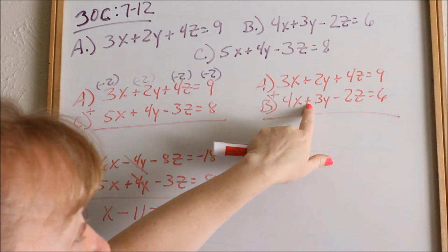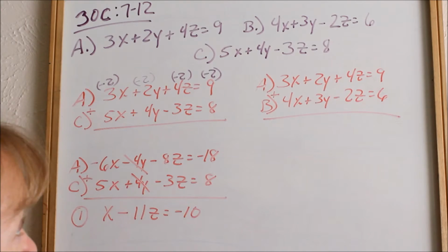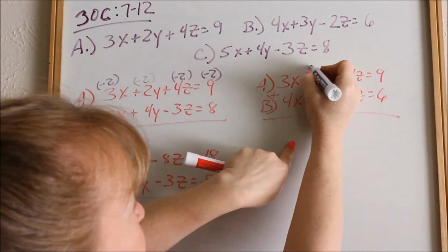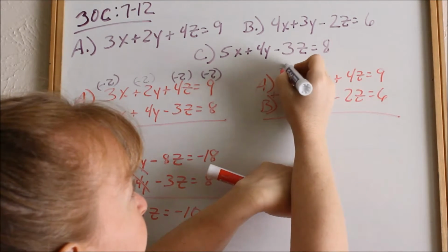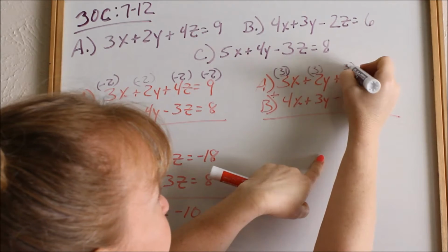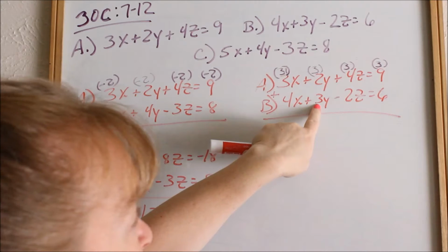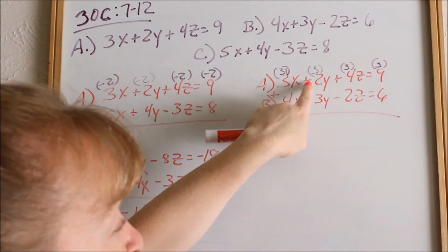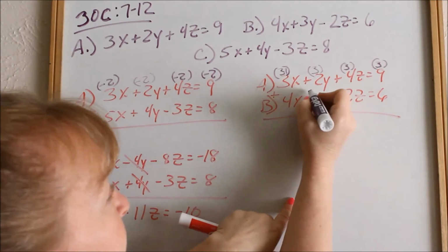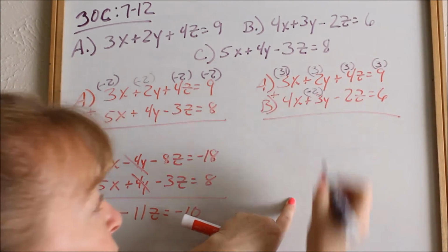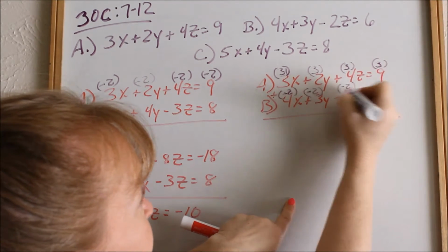These are both positive, so one of them has to be negative. I'm going to multiply this first. If I multiply this by 3, that will be a 6y. If I multiply it by 3, I have to multiply everything by 3. Well, then I need this to be a negative. If this is a positive 6y, I need this to be a negative 6y. How do I get this to be a negative 6y? I need to multiply it by negative 2, which means I need to multiply everything by negative 2.